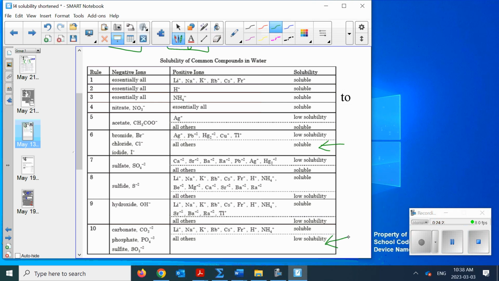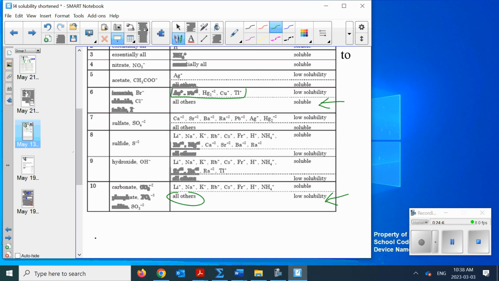All the others. Now, we don't have all the others listed here, so we can't cross-reference them. We've got to think, well, all the others are things that are not on this list. Basically, all the others that aren't in group 1. I think it's easier to think about the 10th rule. Give me an ion that isn't in the first column. Strontium. Okay. Strontium 2+, second column.